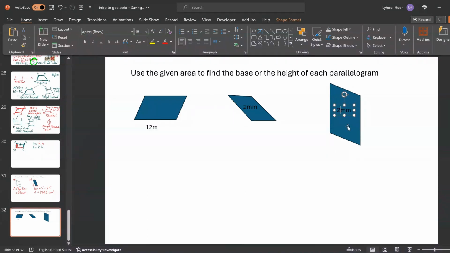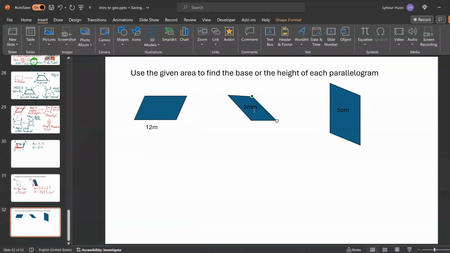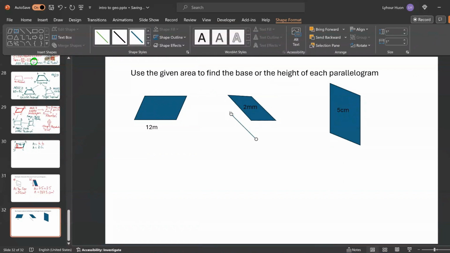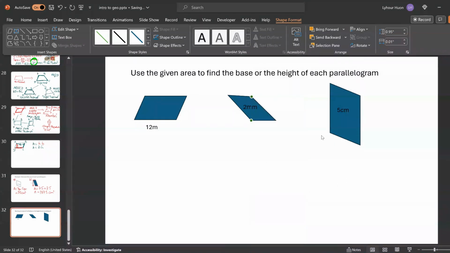This is 1 centimeter, 5 centimeter, and okay, we need to wait here to, we bring to front this. Okay, the other ones from here to. Okay.